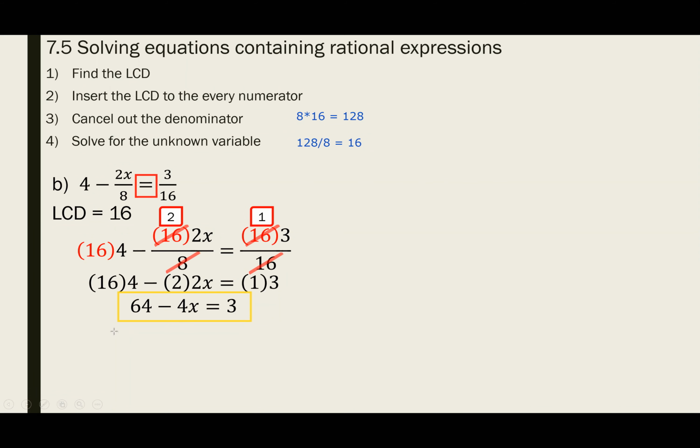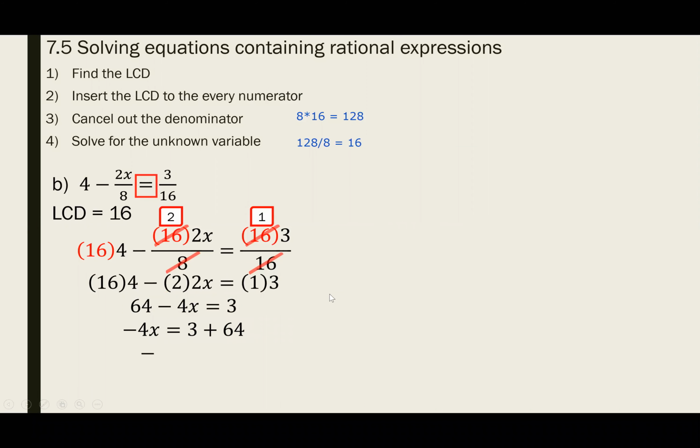Well, to solve for x, I need to subtract 64, right? To solve for x, I need to subtract 64 over here. And if I subtract 64 over here, I have to subtract 64 over here, which is 3 minus 64, that will give me a negative 61. And again, if I subtract that, how do I get rid of the negative 4? To get rid of the negative 4, I need to divide by a negative 4.